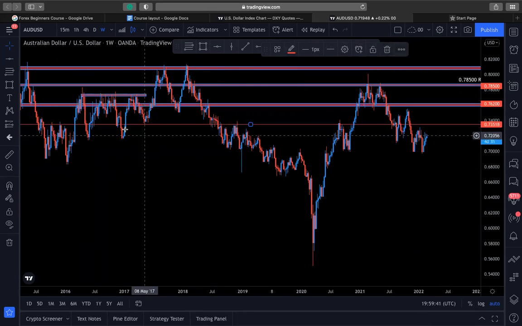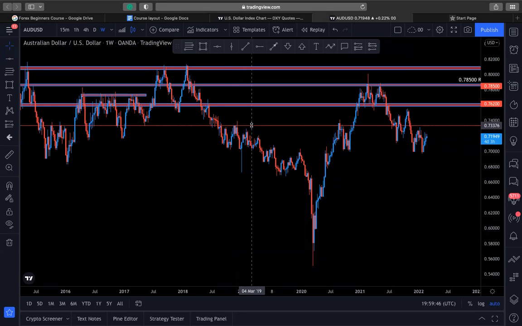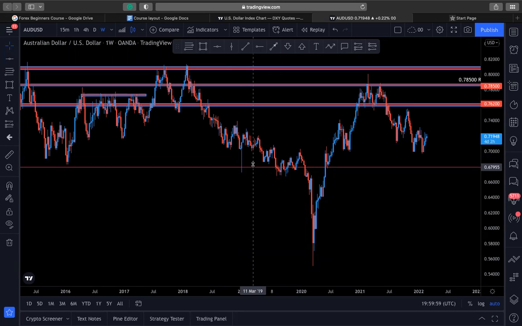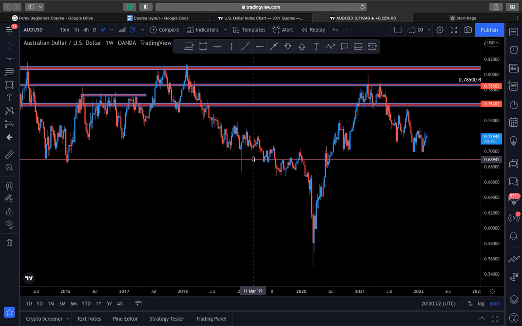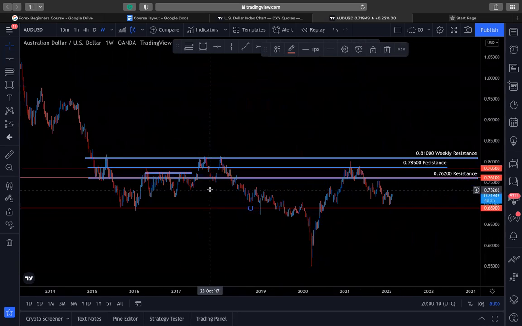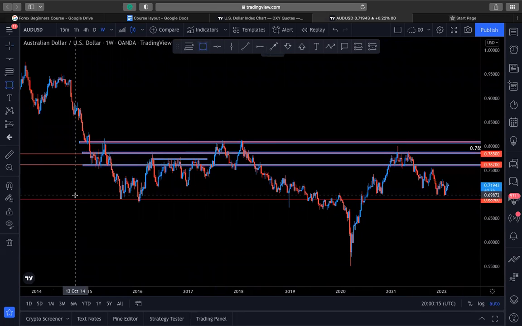I'm identifying this level. I like it, but I'm also not the biggest fan of this level. So I would rather mark up a level like this, right? Near this level, right? So 0.6900. Yes, I prefer, and looking back, I prefer this, right? So let's just mark up this support level here really quick.